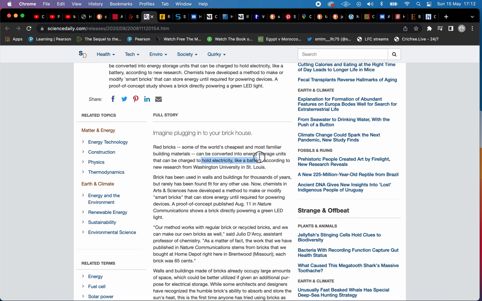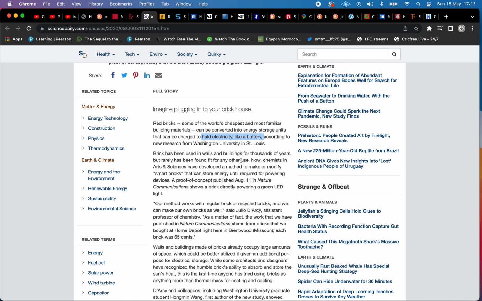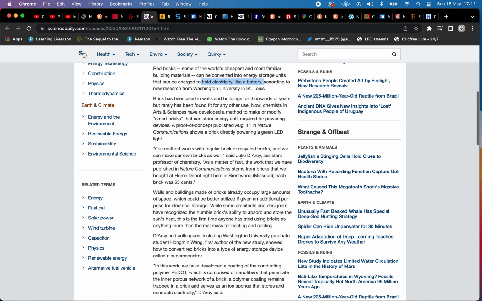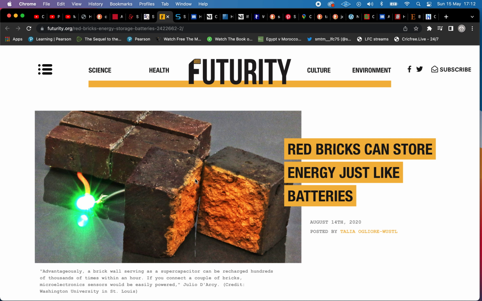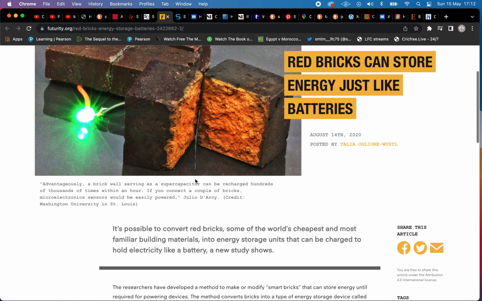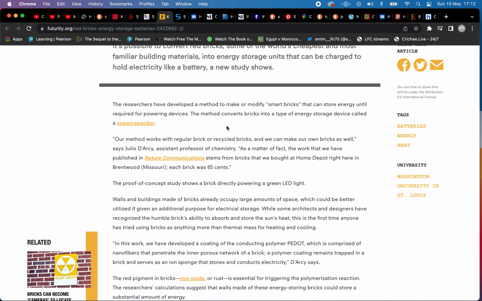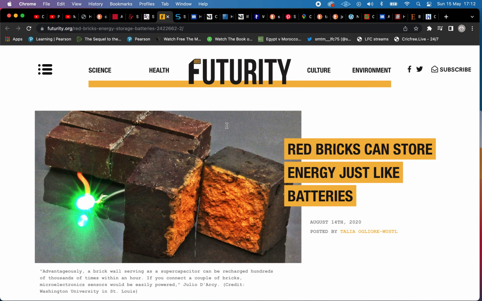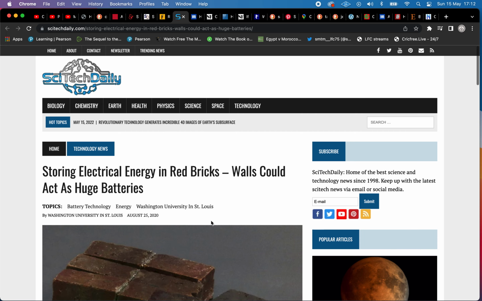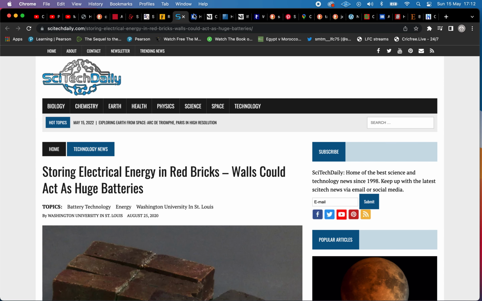They can hold electricity like a battery. Brick has been used in walls and buildings for thousands of years, but rarely has it been found fit for any other use. Of course, they just say that the past was useless, regardless of the incredible buildings that we find. But it seems that if we can disconnect the modern day inventions from the past, there's a pretty good way of explaining it. So this method converts bricks into a supercapacitor, according to this website. Storing energy in red bricks, walls could act as huge batteries, so it seems to be a common thing.